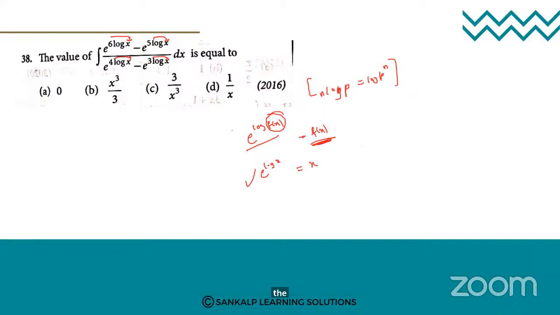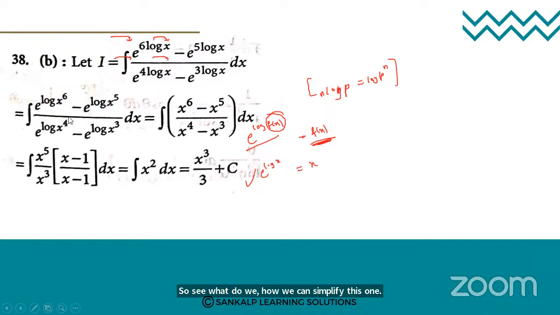How can we simplify this one? Here we are shifting the powers first. After shifting the powers and making use of the formula e raised to log f of x is equal to f of x, only x raised to 6, x raised to 5, x raised to 4 and x raised to 3 terms will remain.